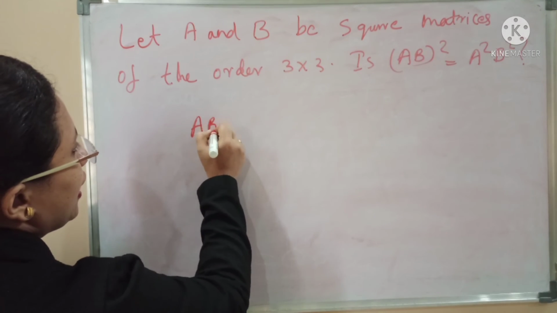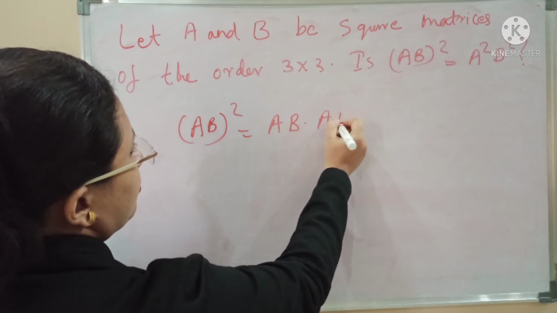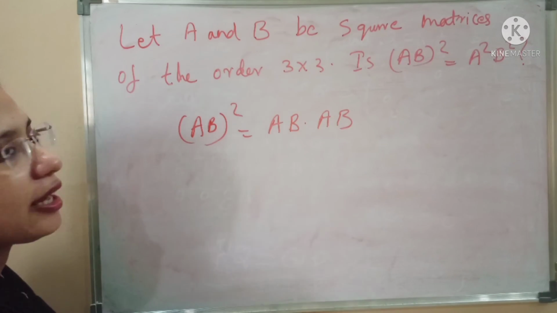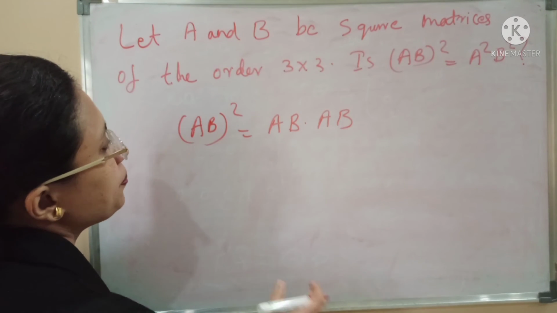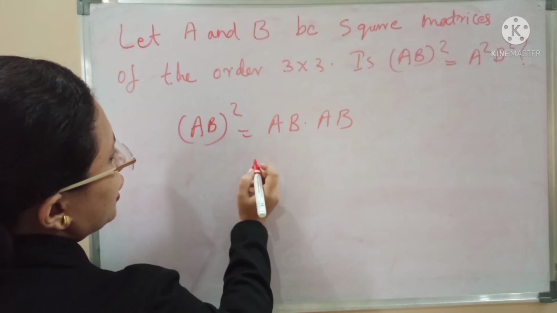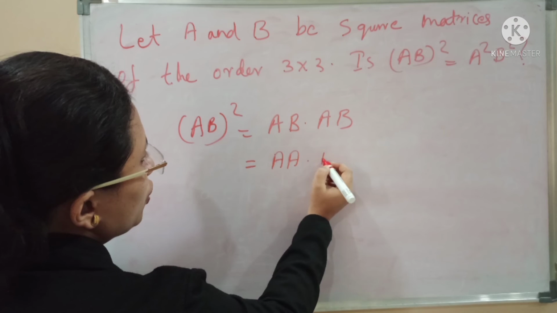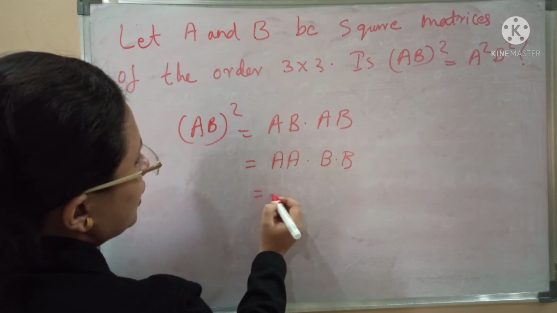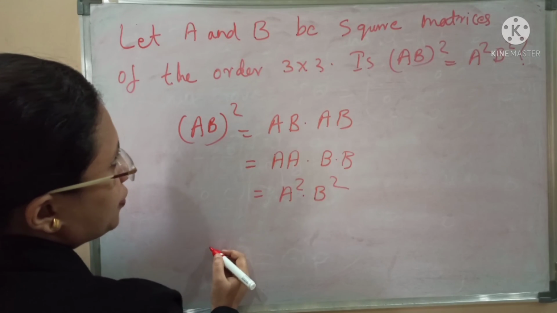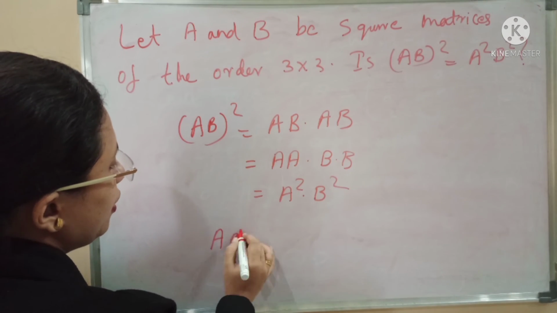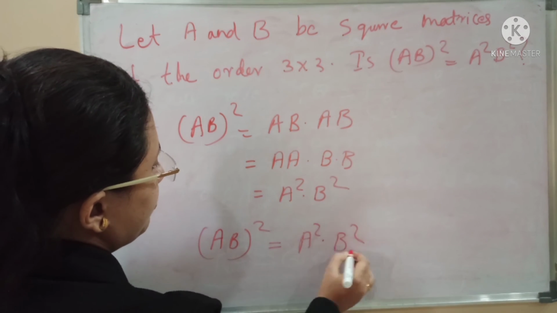So we can write (AB) whole square as AB into AB, right? We can multiply AB and AB because both are square matrices, no problem. Okay. Now if we just rearrange it, it will be AA into BB, right? That is A square into B square. Okay, that means (AB) whole square is equal to A square B square.